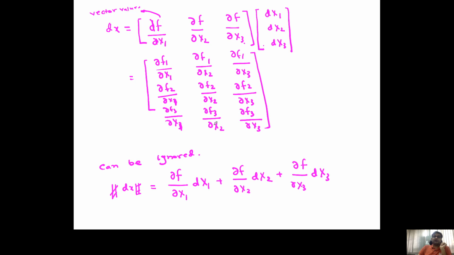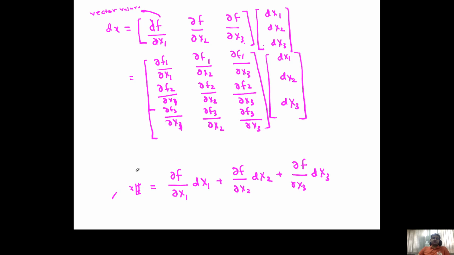So this is the complete matrix that you are seeing here. And then we have the dx1, dx2, dx3, right? So what we have at the end. Let us write it down and then we will move to the next slide. So let us see what do we have. We have something very interesting here.